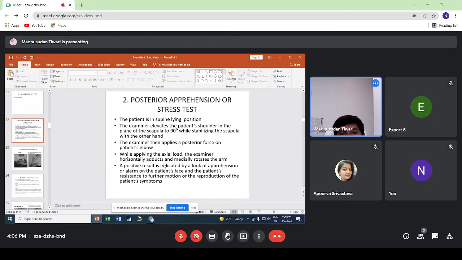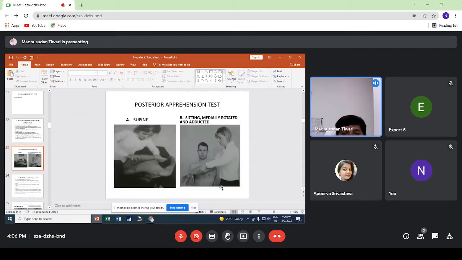Then, while applying the axial load, the examiner horizontally adducts and medially rotates the arm. The positive result is indicated by a look of apprehension or alarm on the patient's face and the patient's resistance to further motion or the reproduction of the patient's symptoms. This test will be known as posterior apprehension test or the stress test. And this test we can do either in supine position or in sitting position, with the shoulder medially rotated and adducted.